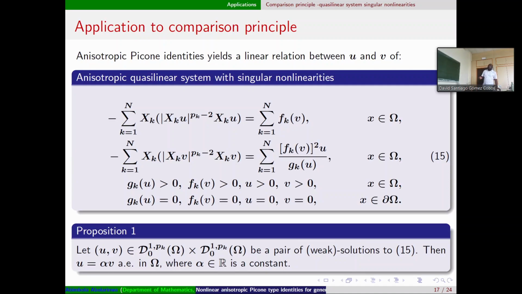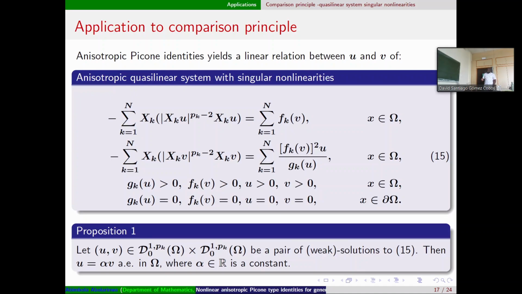Now let's do the first application. I will present just two applications. The first one is a kind of comparison principle, what we can say is a Picone-type theorem as well. We have this system with a singular nonlinearity, with this initial condition and the boundary condition. The proposition we have here is that this pair of solutions, coming from this space, are related by this relation. So u is a multiple of v. To prove this, we apply the Picone identity I stated earlier on.